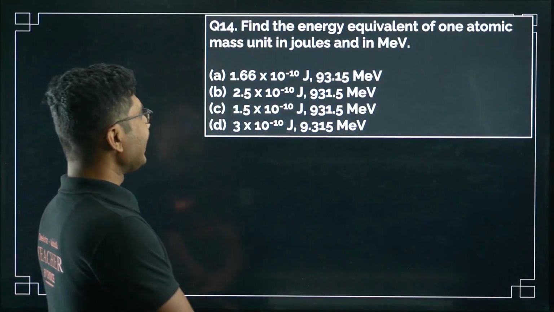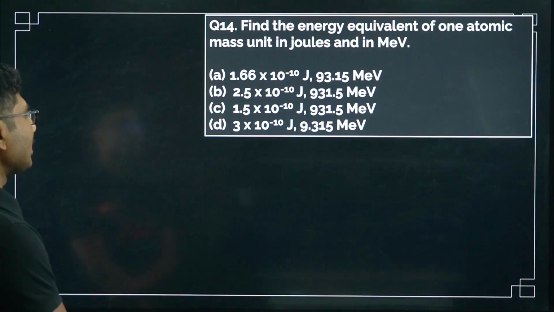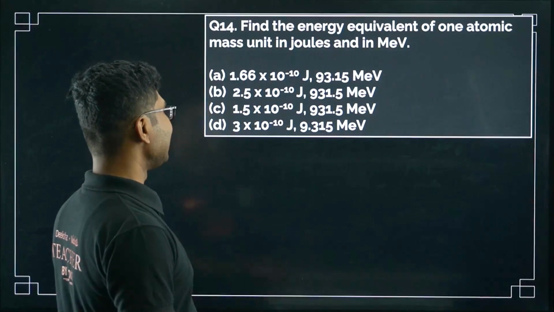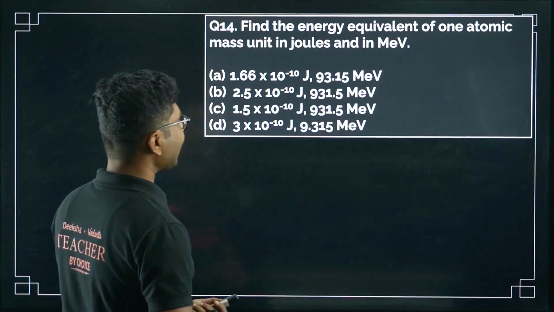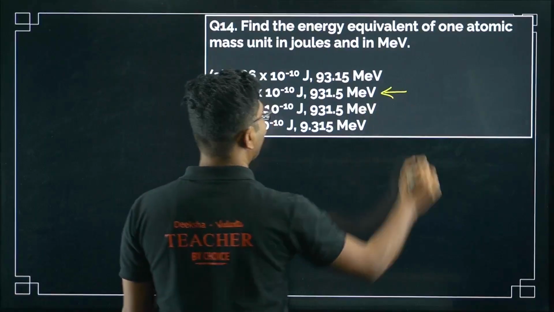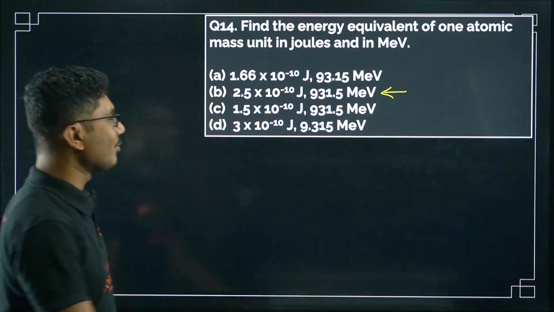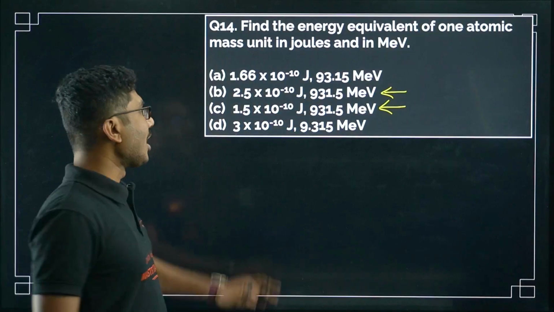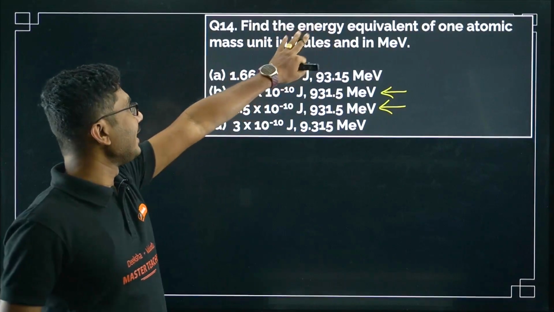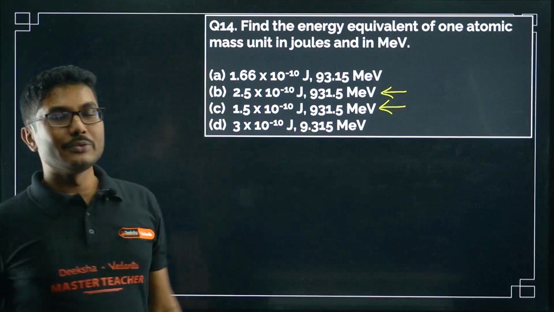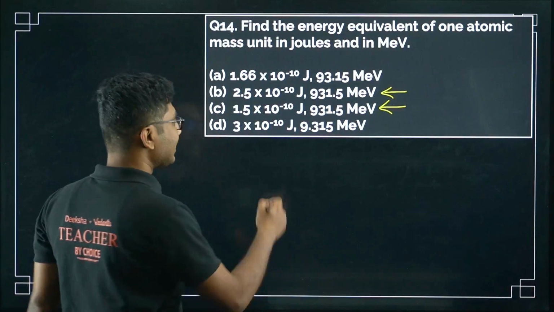So find the energy equivalent of one atomic mass unit in joules and in MeV. So atomic mass unit in MeV is 931.5 MeV. Okay, 931.5 MeV. So either one of them is correct. Now we already know this. Now how can we find the unit in joules? Will we do the mathematics again? Nothing is given. We will use the reverse mechanism. What is the reverse mechanism?